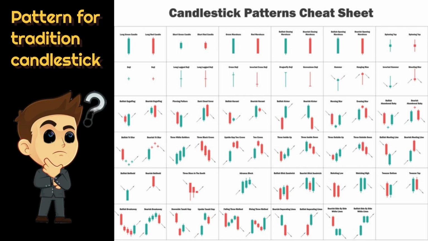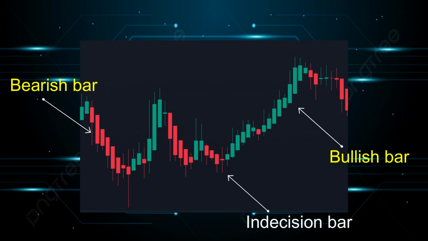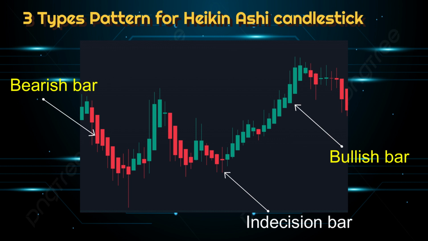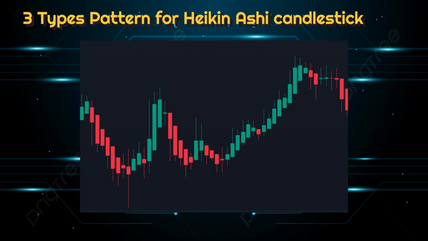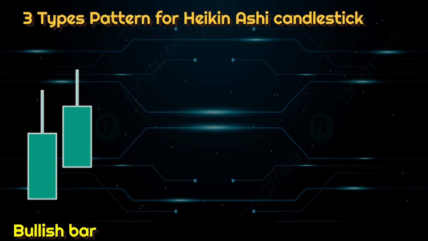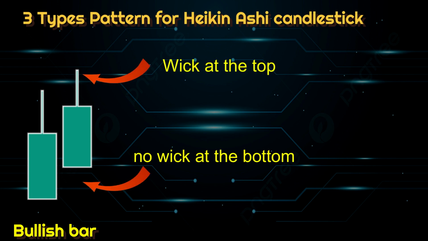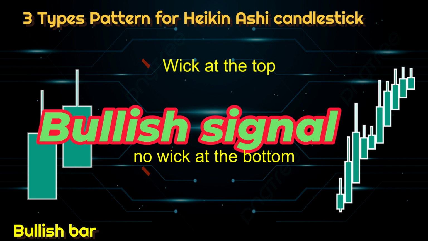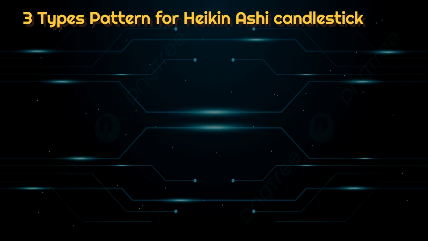You have many different types of price action patterns, but with the Heikin Ashi bars I have categorized them into just 3 main types of price action patterns. First, bullish bars. With the bullish Heikin Ashi bars, you will notice that there's only a wick at the top of the bar, but there's no wick at the bottom. As long as this is an up bar with no wick at the bottom, we consider this a bullish signal.